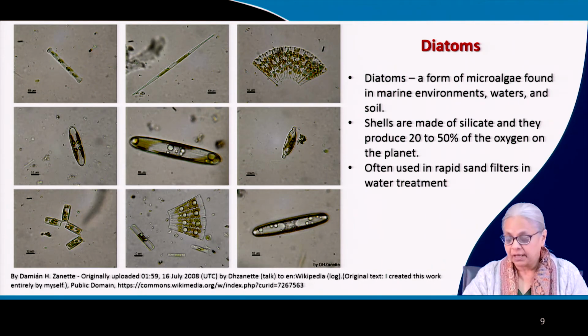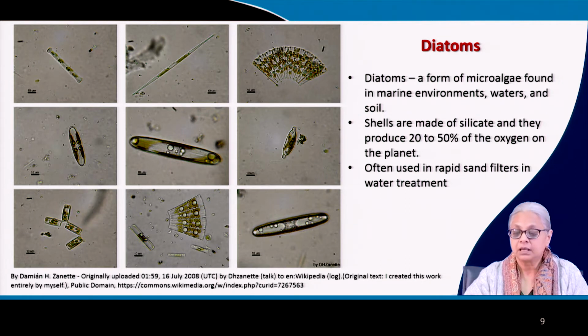Then we come to diatoms. Diatoms, like I said, have silicate shells. They are a form of microalgae found in marine environments, in many freshwater environments, as well as soil. The shells are made out of silicate, and this form of microalgae is considered to produce 20 to 50% of the oxygen on the planet.